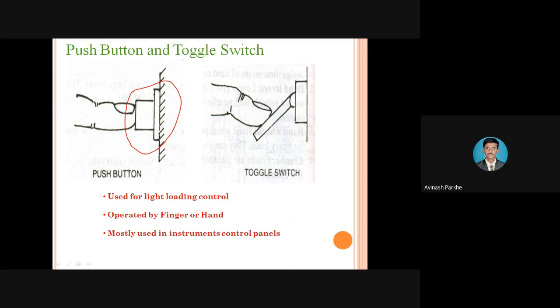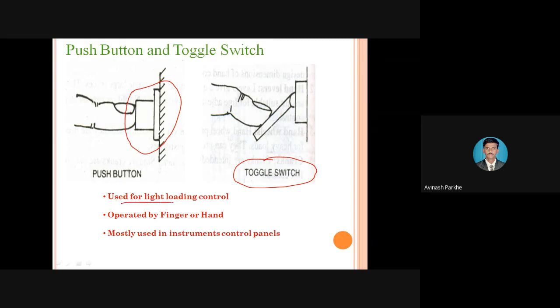So this is the push button and the toggle switches. Such toggle switches were previously used in our homes. Nowadays standard switches are available. But such toggle switches were previously used in various types of industries, and also in some homes. Nowadays they are not used in many applications, but previously they were used in various control panels and various machines to control that machine in all respects. Also it has some advantages.